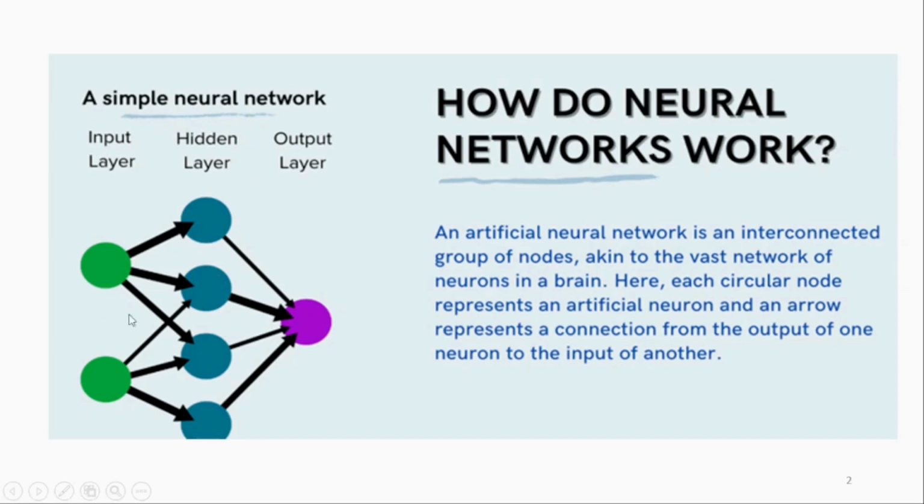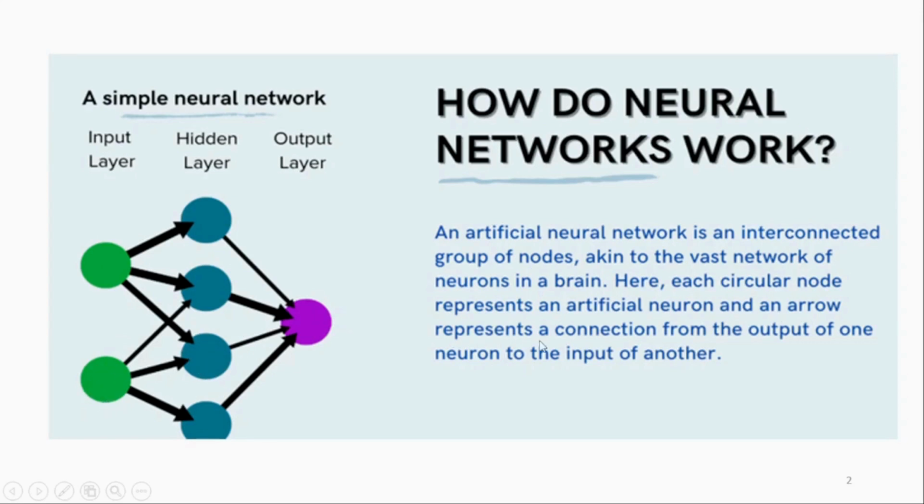If we look at the graph, there are three layers, and all the layers consist of different nodes or neurons. This is the input layer, this is the hidden layer, and this is the output layer. An artificial neural network is an interconnected group of nodes akin to the vast network of neurons in a brain. Here each circular node represents an artificial neuron.